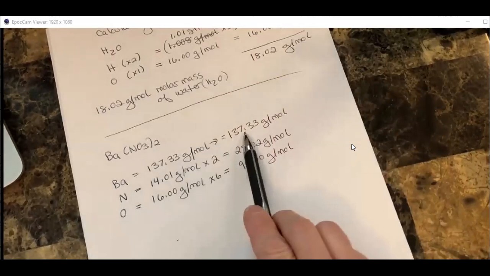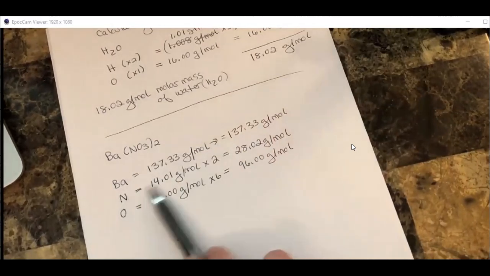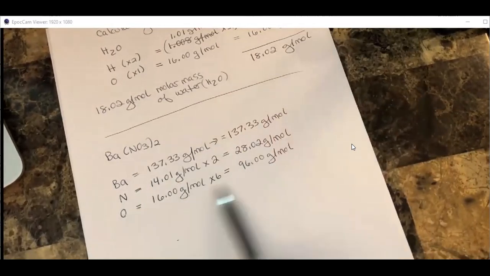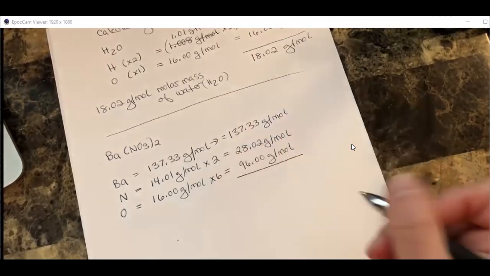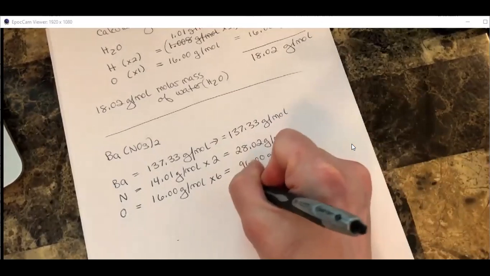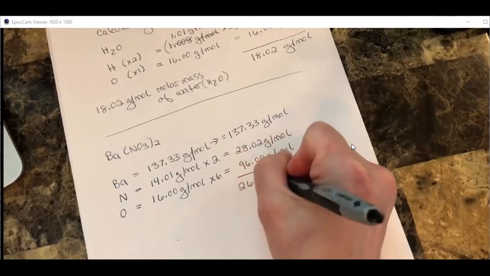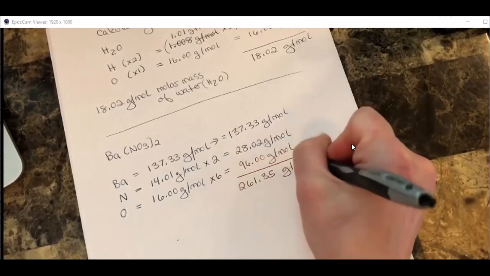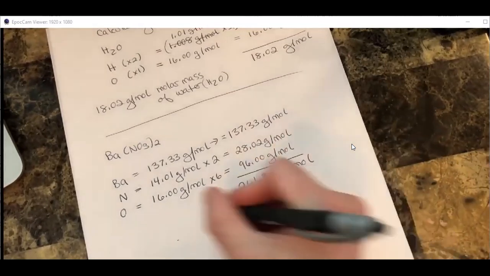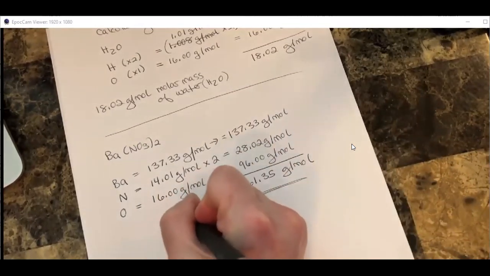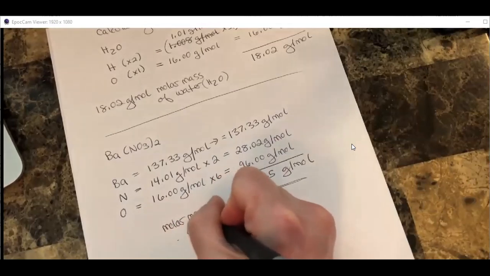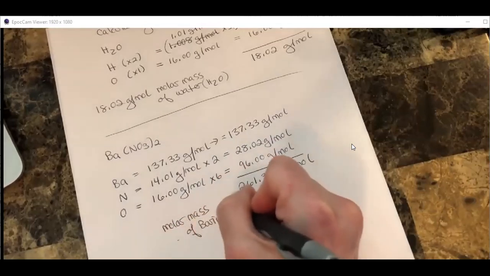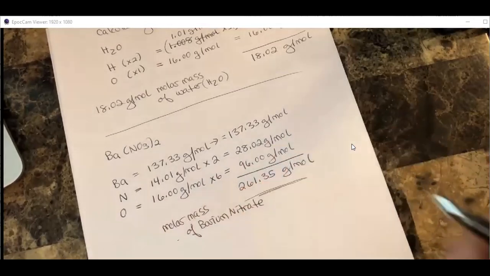So we have the grams per mole for barium, the grams of the 2 nitrogens, and the grams per mole of the 6 oxygens. If we add these together, we should get 261.35 grams per mole. This is the molar mass of the barium nitrate.